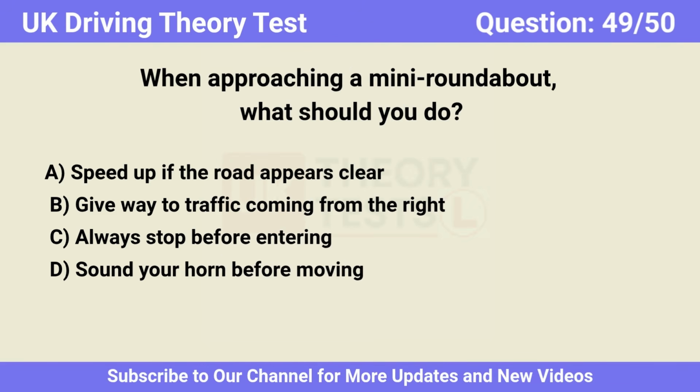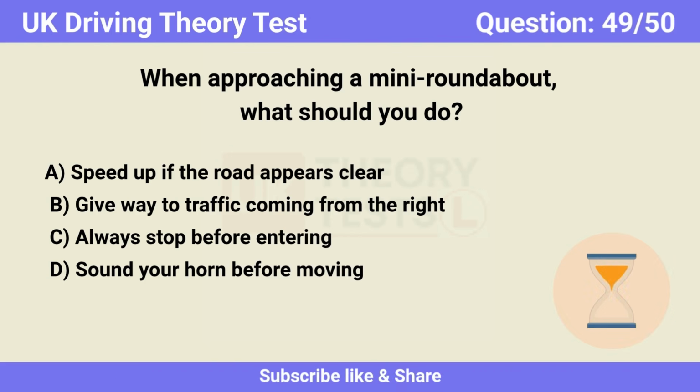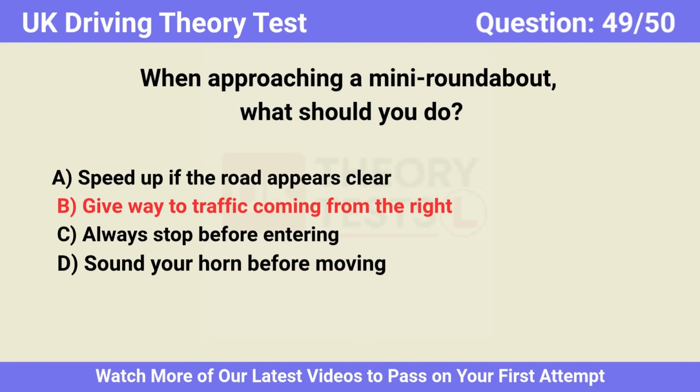When approaching a mini roundabout, what should you do? A. Speed up if the road appears clear. B. Give way to traffic coming from the right. C. Always stop before entering. D. Sound your horn before moving. Correct option is B. Give way to traffic coming from the right.